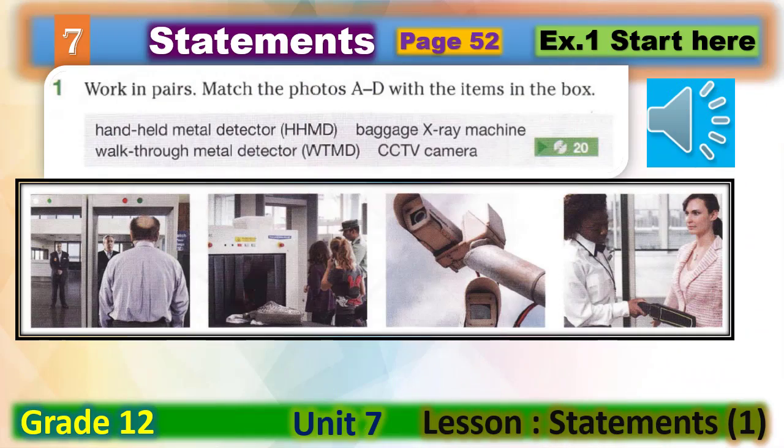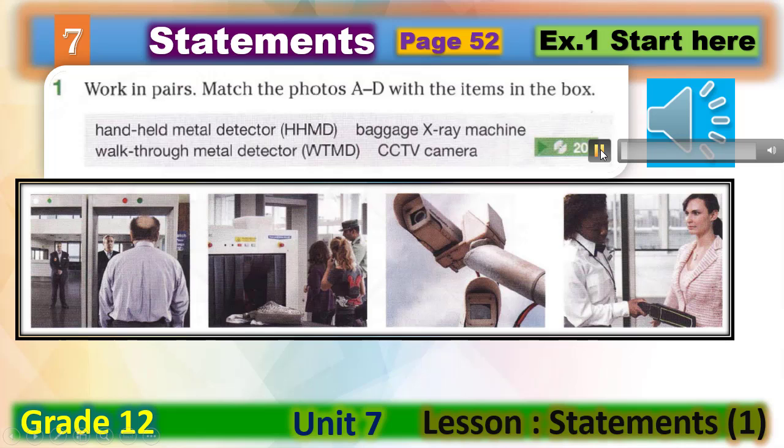Now please open your coursebook page 52, exercise 1, start here. Look at the photos and all you have to do is to match the photos A to D with the items in the box. First, let me give you the chance to listen to the words in the box. Then you have to match them with the pictures. Let's listen.